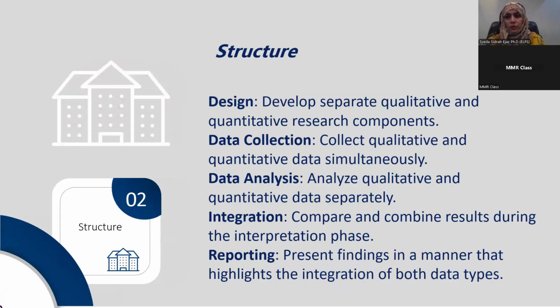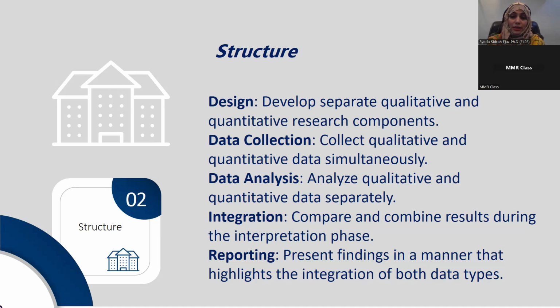Now we'll see the structure of studies which follow this convergent parallel design. This design develops separate qualitative and quantitative research components. As I told before, in this research design, researchers develop different components. For the qualitative data, they develop interview protocols, focus group discussions, and so on. And in the quantitative section, the researcher uses questionnaires to collect numerical data. Data collection: qualitative and quantitative data are collected simultaneously.